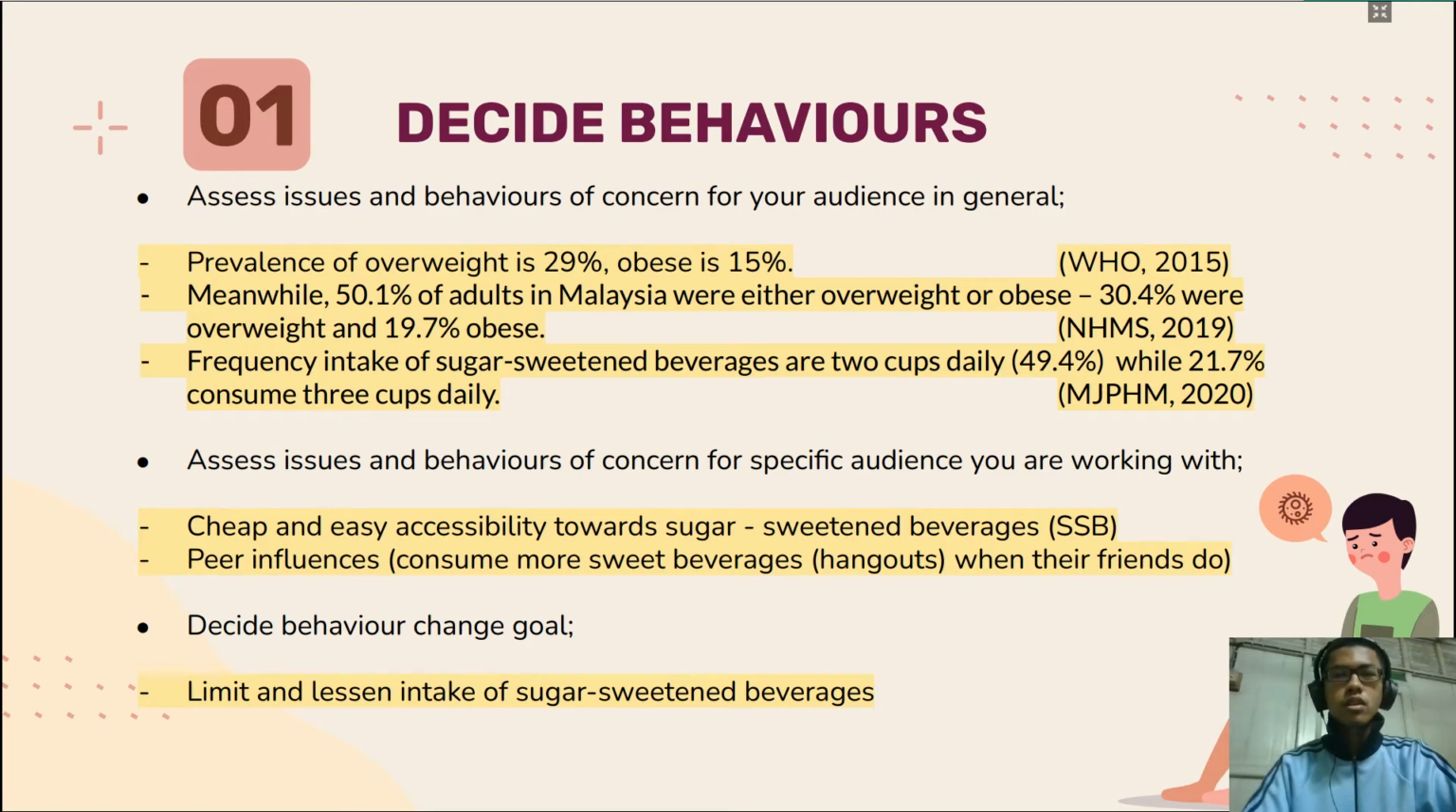Assalamualaikum, I'm Arif. Now I'm going to explain the first three letters from design, which is D, E, and S. So the first letter is D, decide behaviors.